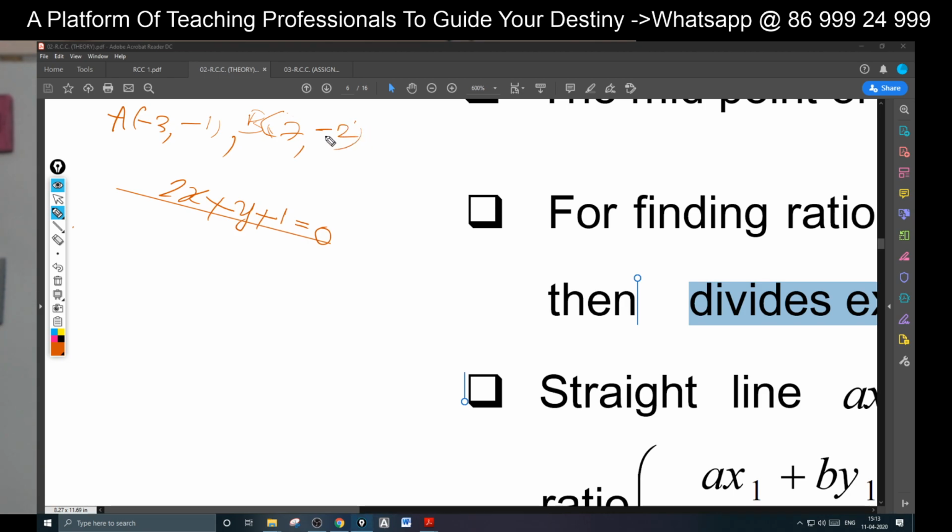Now what I am asking you: do you tell me whether these points A and B lie on the same side of the line or opposite sides of the line? That is, what I mean to say, A is lying this side and B also lying this side, or A lies on this side and B lies on this side. A and B lie on the same side of the line, or A and B lie on the opposite sides of the line. This is my question to you.